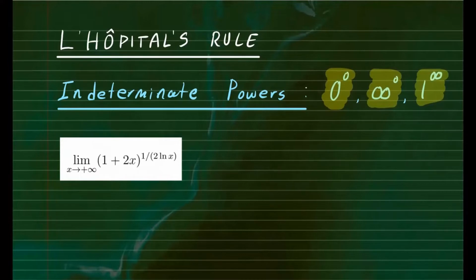x. So if you try to approach, as x goes to infinity, what happens? Well, 1 plus 2x is getting very large, so it's going to be infinity. And the exponent, 1 over 2 times ln of infinity, where ln of infinity is also infinity, so you get 1 over a very large number, which is 0. So that's the indeterminate power form. Since we get that, now we can apply L'Hopital's rule.